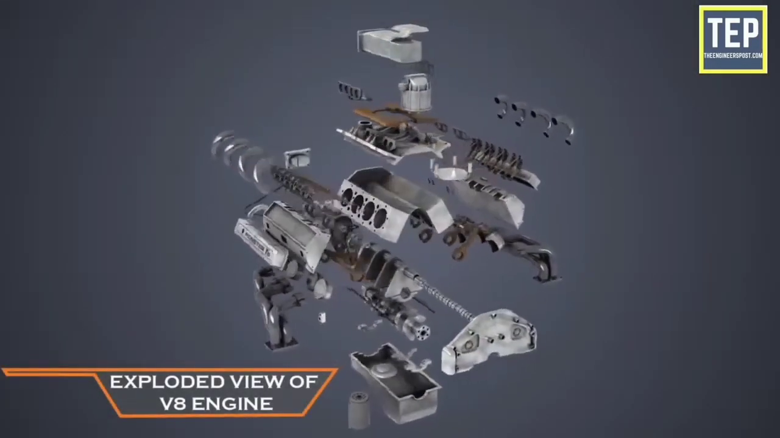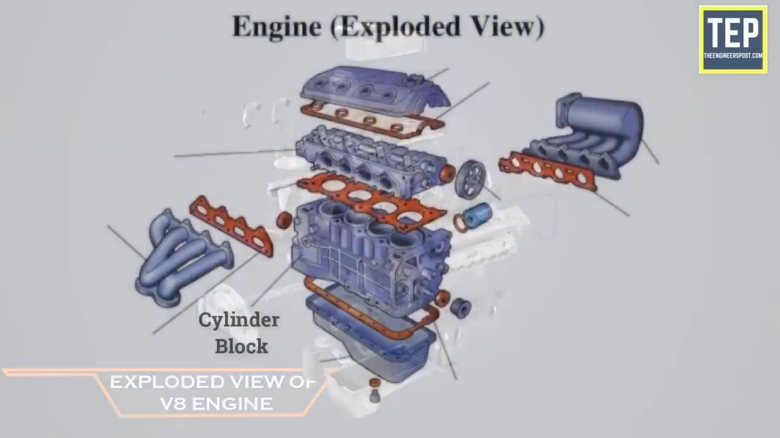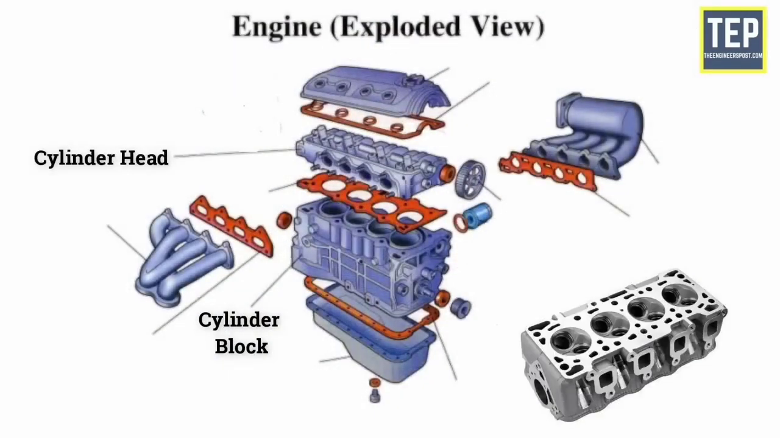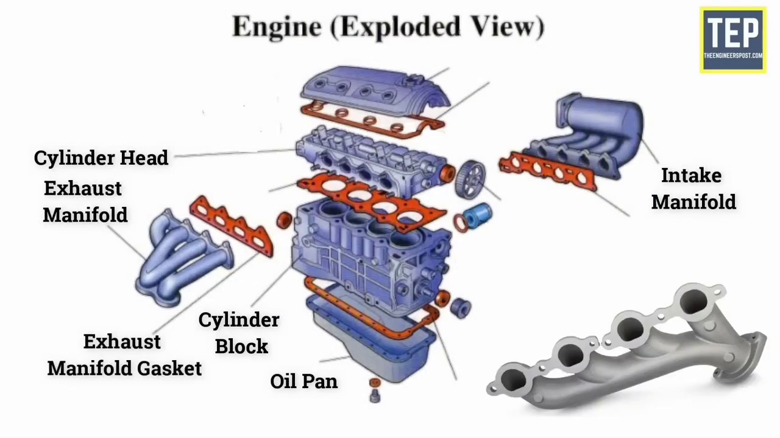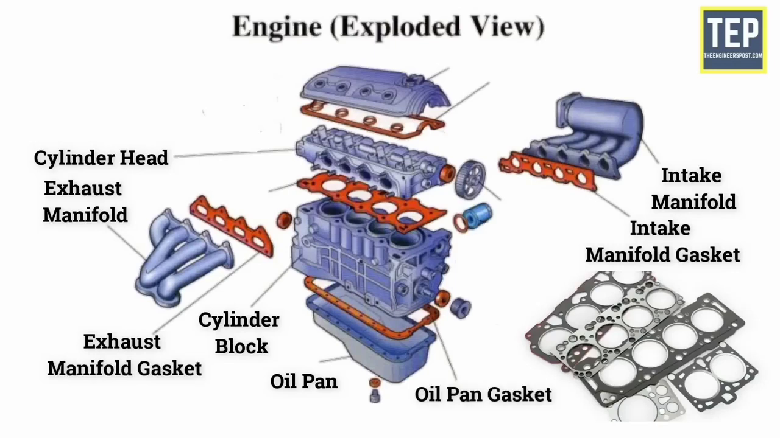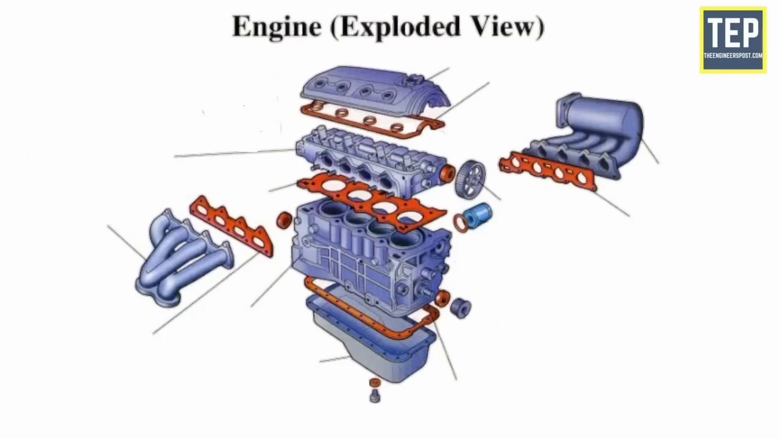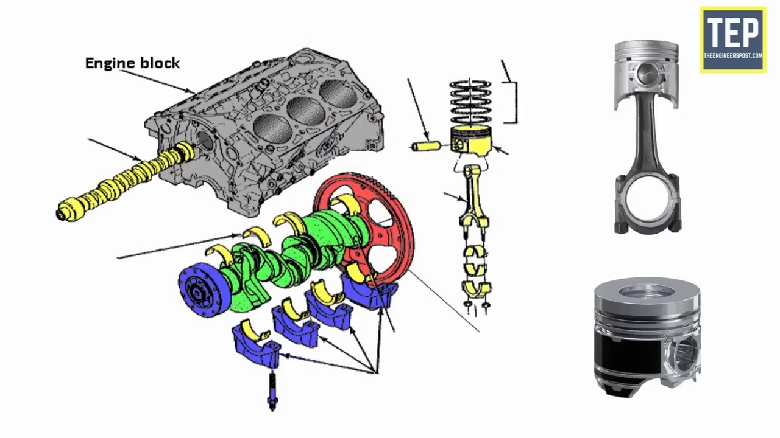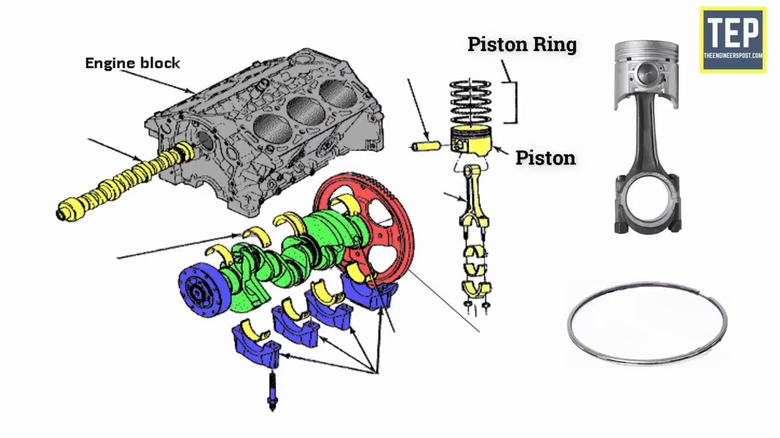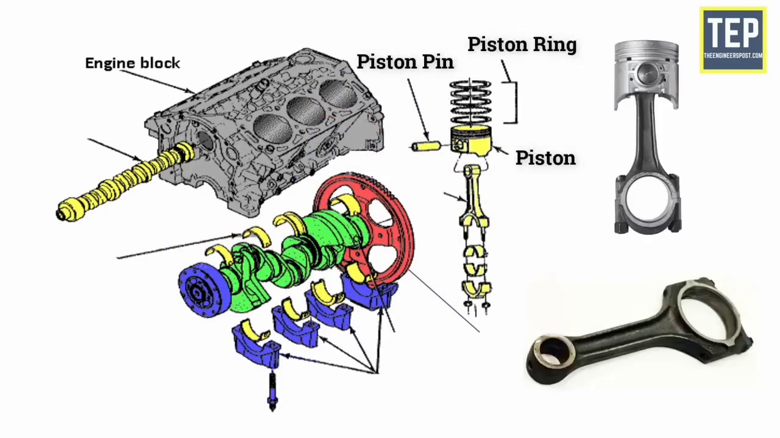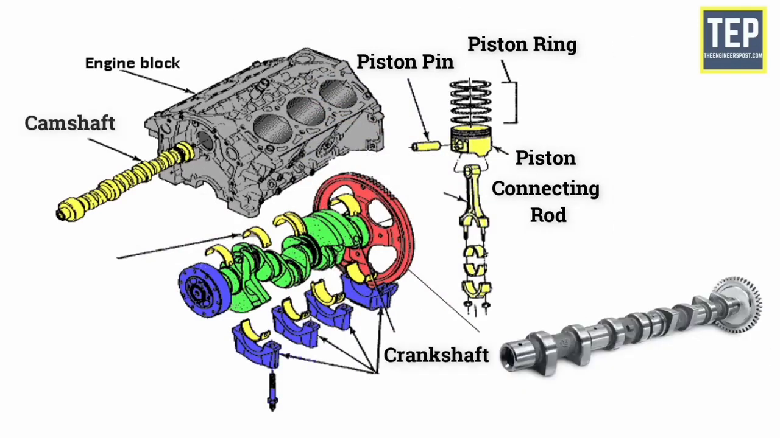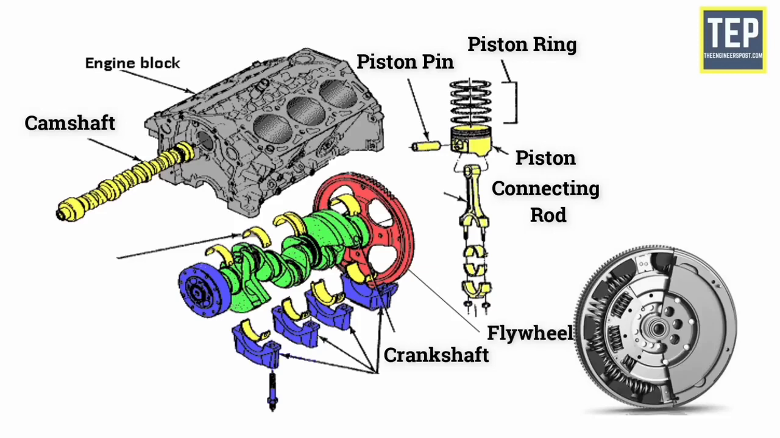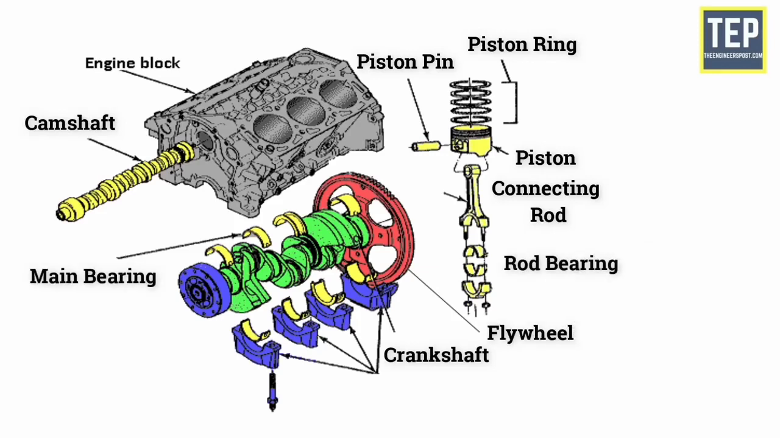The main parts of a car engine are cylinder block, cylinder head, oil pan, manifolds, gasket, and piston. A piston ring, piston pin, connecting rod, crankshaft, camshaft, flywheels, rod bearing, main bearings, and bearing caps.